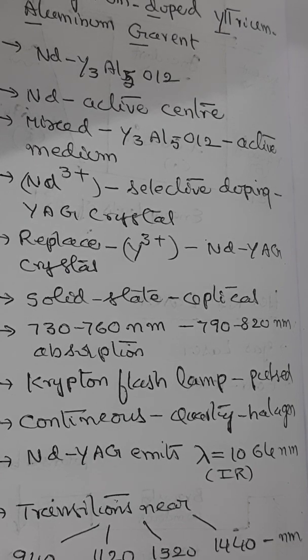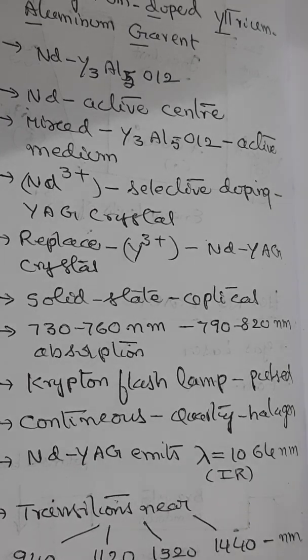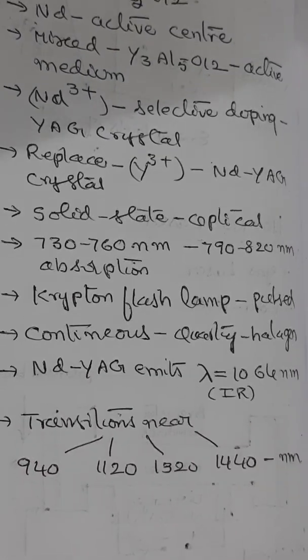So the output from a krypton flash lamp pumped laser is mostly pulsed. To get a continuous output, a quartz halogen lamp is used. Nd:YAG lasers typically emit light of wavelength 1064 nanometers in the infrared region. However, there are also transitions near 940 nanometers, 1120 nanometers, 1320 nanometers, and 1440 nanometers. At such levels, those wavelengths are emitted. Let us see the constructional part of it.